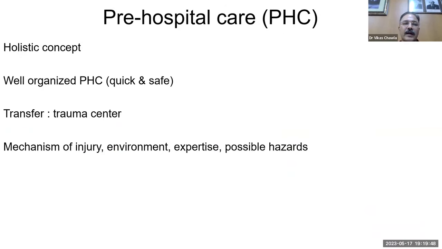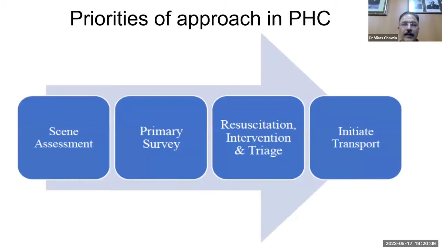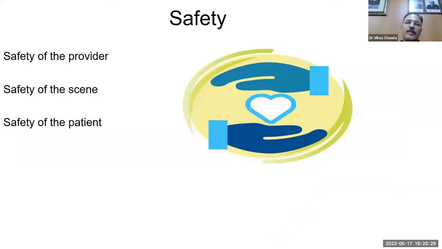Well, pre-hospital care looks at the holistic concept. We need to transfer the right patient at the right place at the right time. And therefore, the pre-hospital care has to be quick and safe. Preferentially, all the patients should be transferred to a trauma center, but in actuality, it does not occur. They are transferred to the nearest medical facility. The priorities of transfer in pre-hospital care would be obviously scene assessment, followed by primary survey, followed by resuscitation, intervention if required, triage, and initial transport. When you talk about safety, we forget that safety of the provider is the first and the foremost, followed by the safety of the scene, and lastly, the safety of the patient.